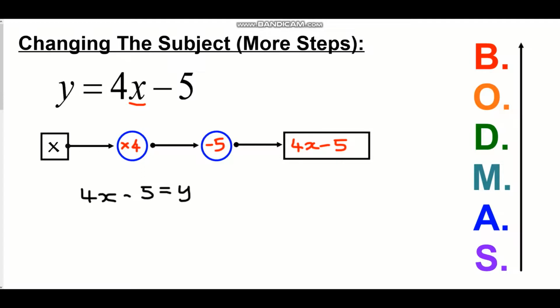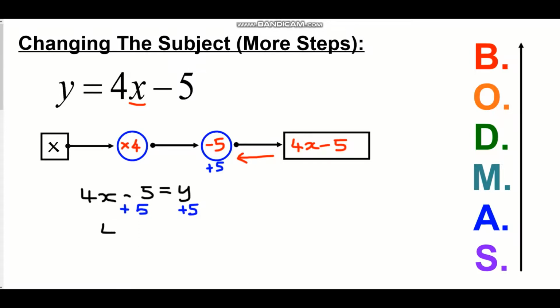Okay, so the first thing I need to reverse, if I'm going from 4x minus 5 back to x, is I need to reverse the process of minus 5. And the way you reverse the process of minus 5 is with the inverse of minus 5, which is plus 5. Okay, so I'm going to add 5 onto this side of the equation, and 5 onto the other side of the equal sign as well, to keep that equation balanced.